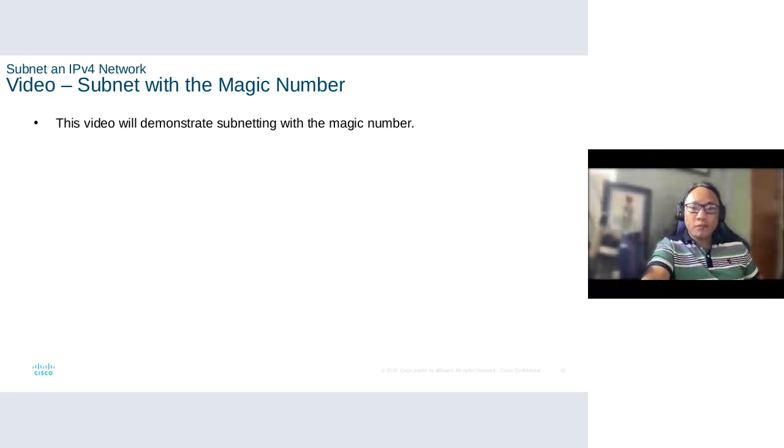All right. So I showed you a video that will most probably simplify the explanation of using the subnet mask and subnetting using the magic number. The magic number that we refer to is 2 raised to 0, 2 raised to 1, 2 raised to 3, and so on, and so on.